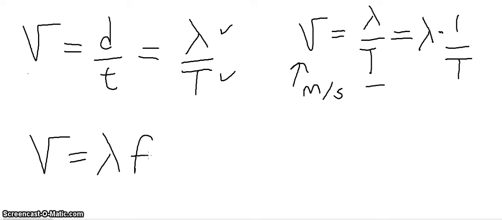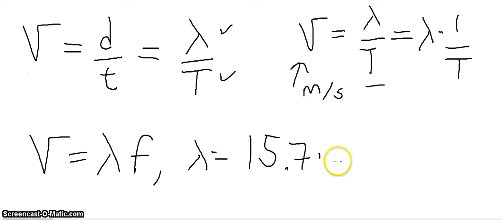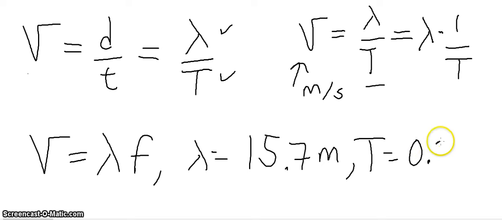So let's do a quick example. Suppose our wavelength lambda is, I don't know, how about 15.7 meters. And our period, suppose the period is, oh, I don't know, how about 0.23 seconds. So it takes 0.23 seconds to complete one cycle.